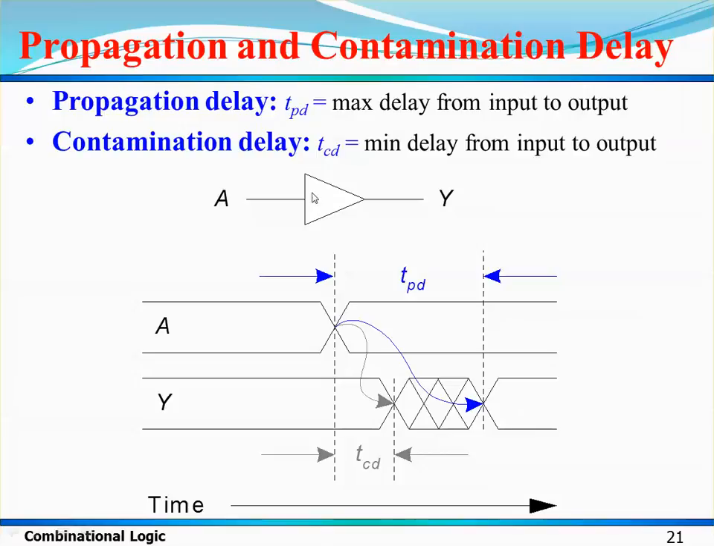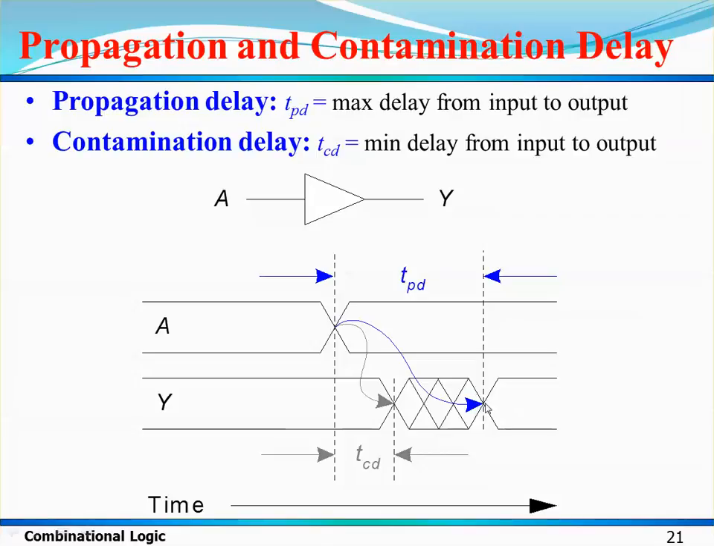So let's have a look at the same example, the same buffer circuit. This is a buffer with a single input A and the output Y, and A is changing from 1 to 0, or it can change from 0 to 1. So there are two delays, and this is Y. Y also changes from 1 to 0 and from 0 to 1 here. So here you can have a look.